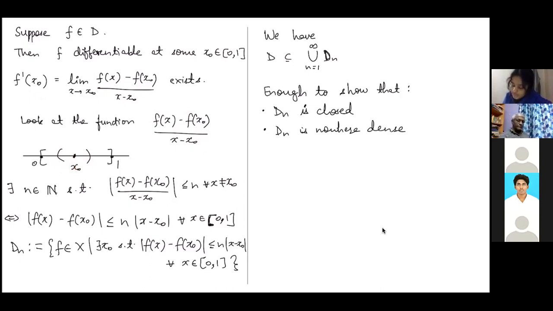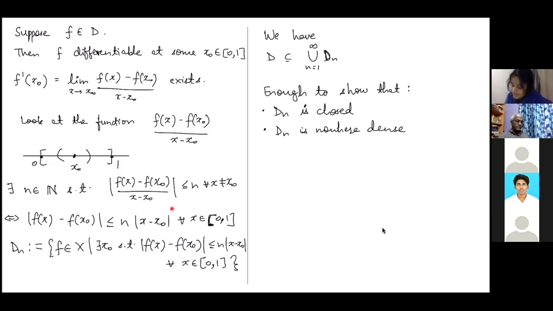If I look at this function outside of this interval, I have a compact set, and this function is continuous on that compact set. So in particular, it's bounded on that compact set. Putting those two things together, what I get is that this quotient is bounded. So I can pick some n such that the absolute value of this quotient is less than or equal to n for all x not equal to x naught.